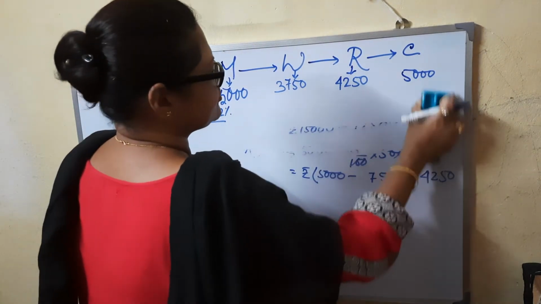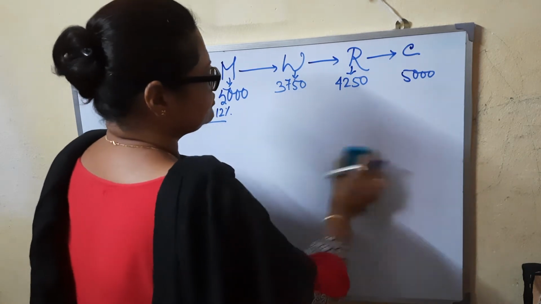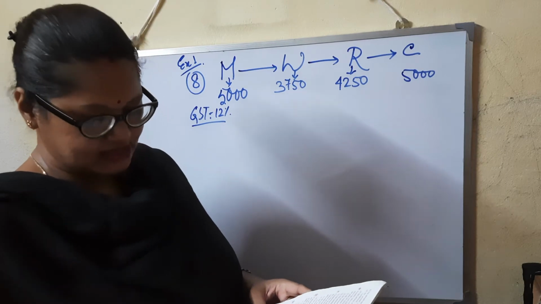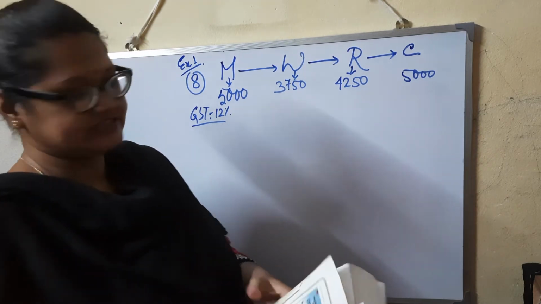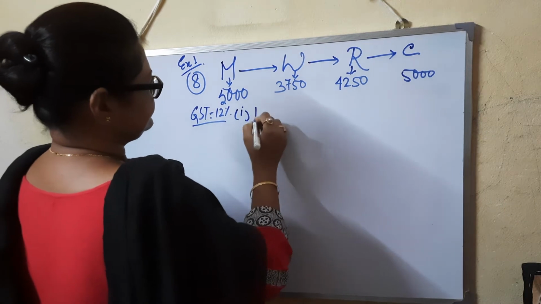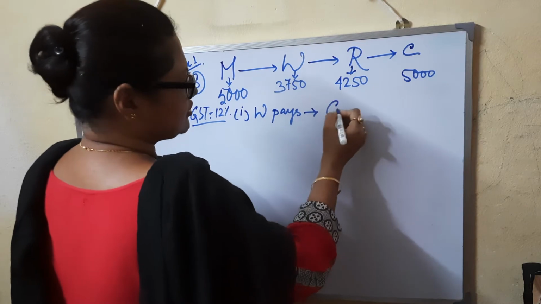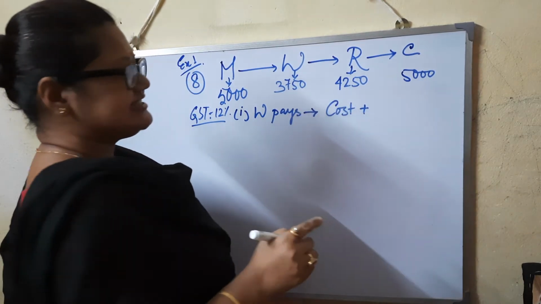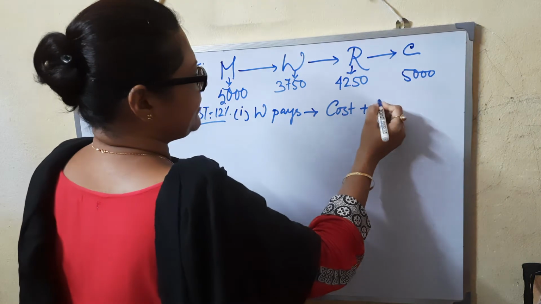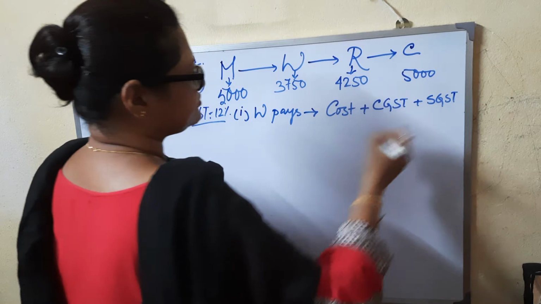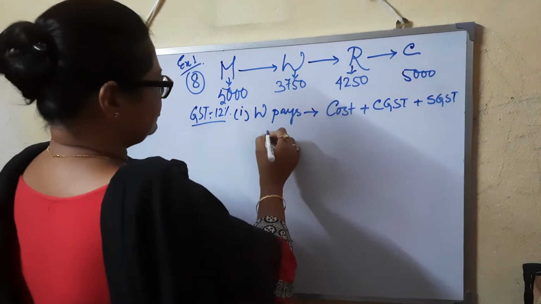Alright. Now let's erase this out. We have already found these values. Now we are going to find out the individual values one by one. The first question they have asked is the amount inclusive of tax and the GST which the wholesaler pays for the article. So the wholesaler pays the cost plus, because it is intrastate, the wholesaler will pay CGST plus SGST.